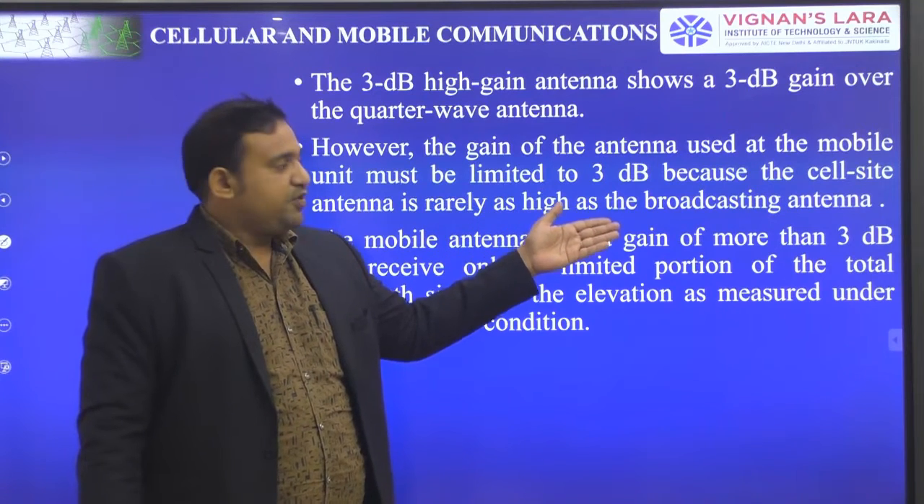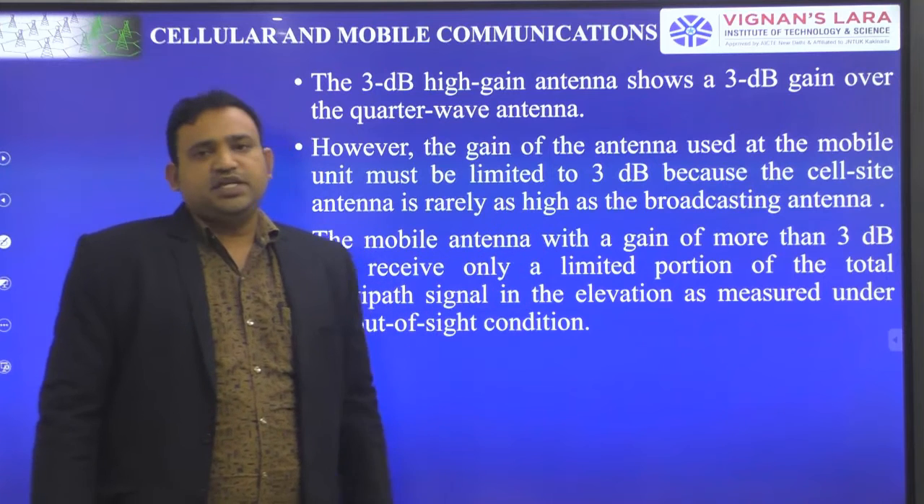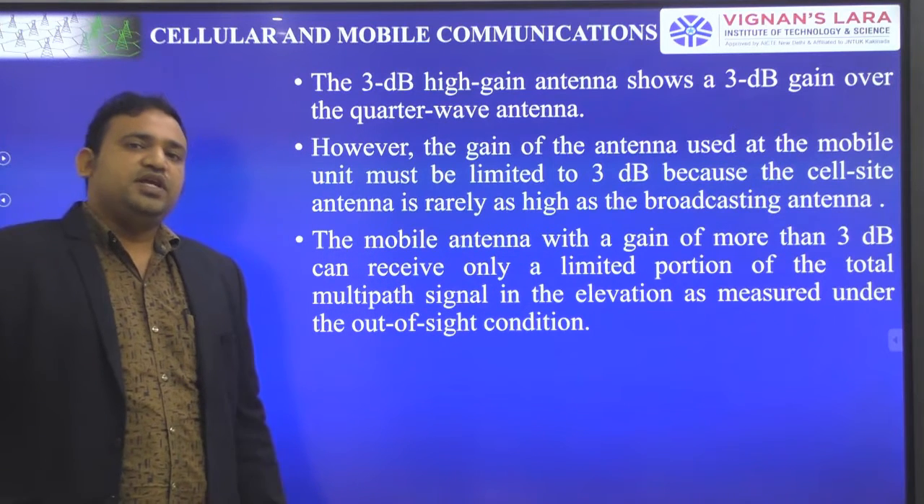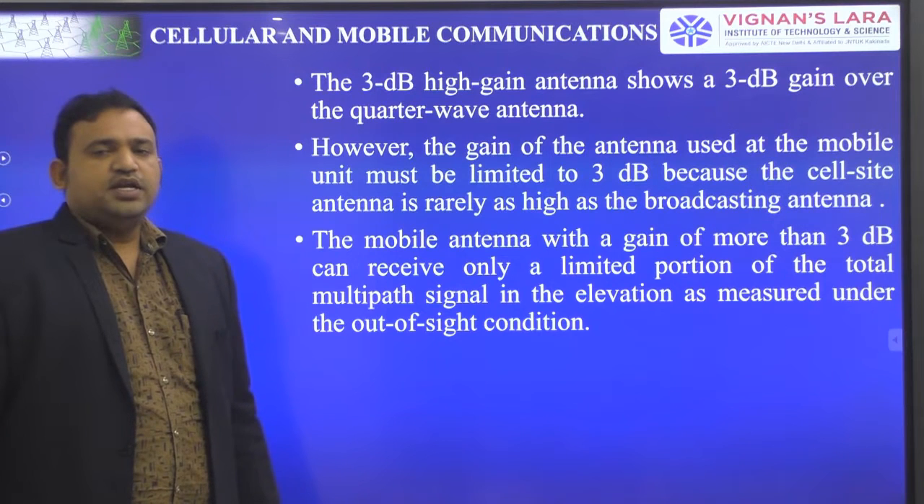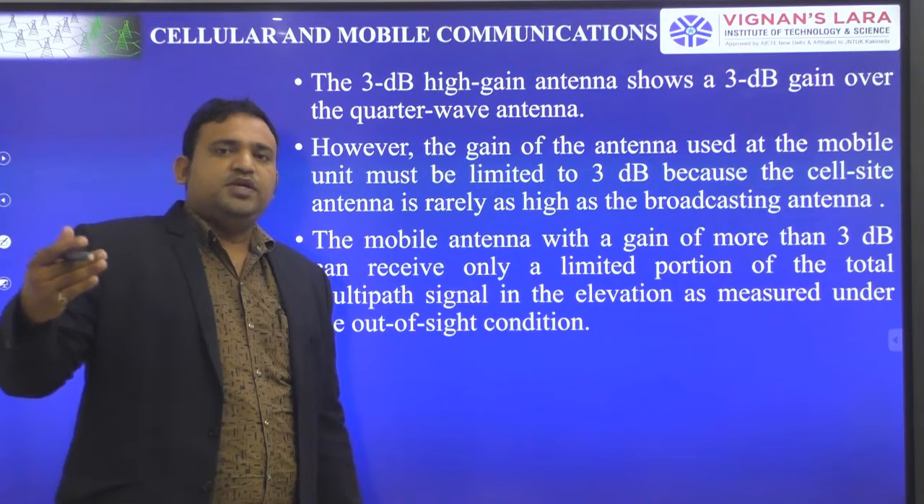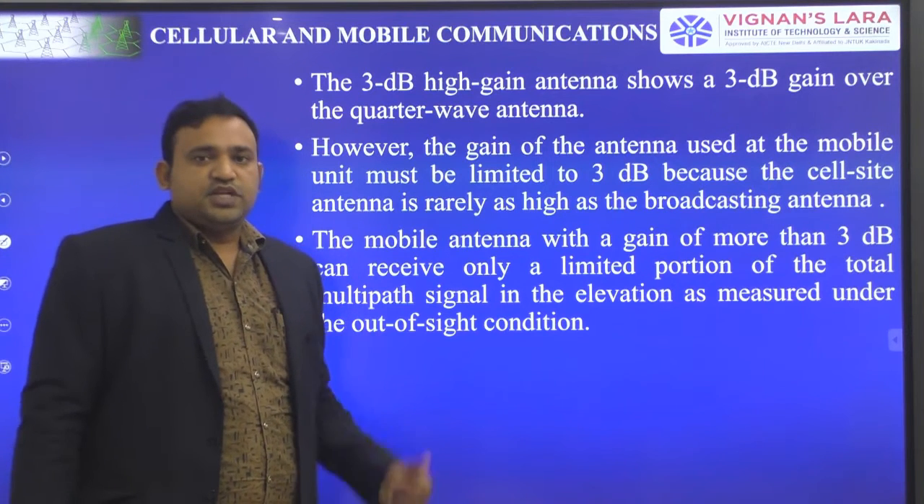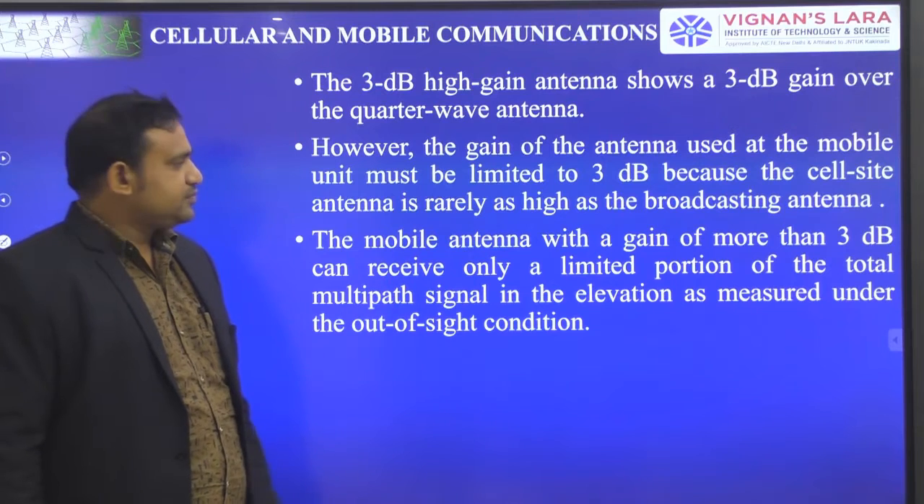That is the point mentioned here, because the cell site antenna is rarely as high as the broadcasting antenna. The cell site antenna is very high and needs to cover a larger distance, and it has more dB. Okay, 3 dB, 6 dB, 8 dB like that. But with respect to the mobile antenna, the maximum is limited to only 3 dB.